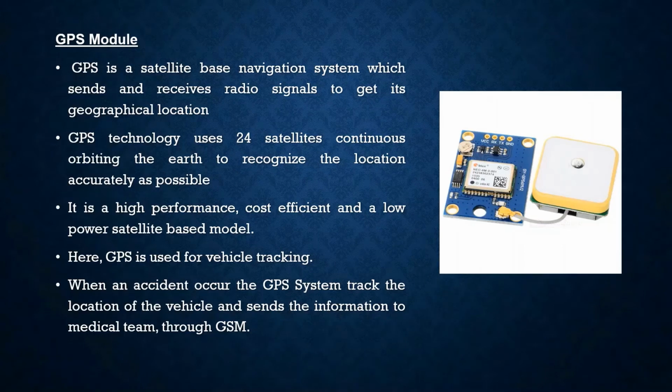GPS is a satellite-based navigation system which sends and receives radio signals to get its current location. GPS technology uses 24 satellites orbiting around the Earth to identify its location. Therefore, the received location is as accurate as possible. It is also a very cost-efficient and low-power satellite-based module. We will be using the GPS module to track down the vehicle. When an accident takes place, the GPS system will track the location of the vehicle and will send the information to the receiver through the GSM module.